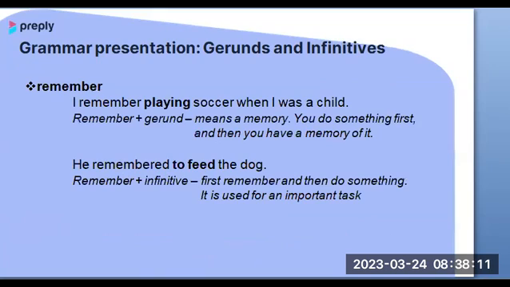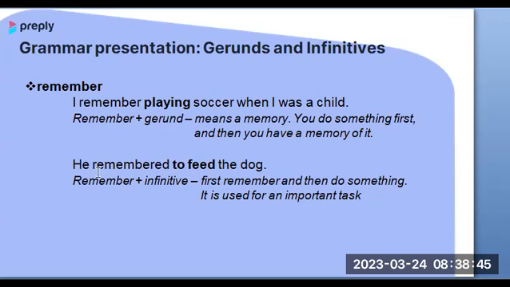Let's continue. How about remember? Let's look at examples. I remember playing soccer when I was a child. That is a gerund. Okay, remember plus a gerund. If you're going to add a gerund with the verb remember, that means a memory. Like you did something first and then you have a memory about it. So you remember playing soccer when you were a child. Okay, that is a memory.